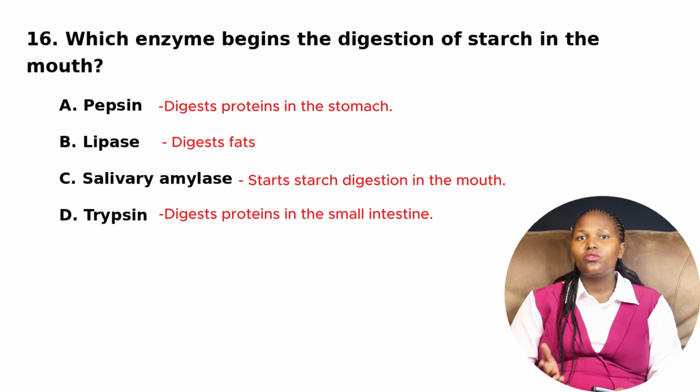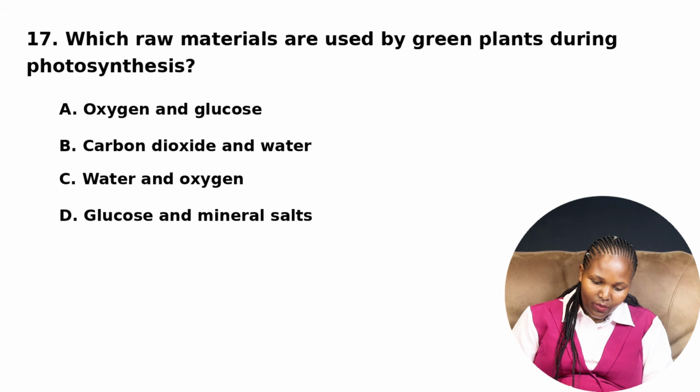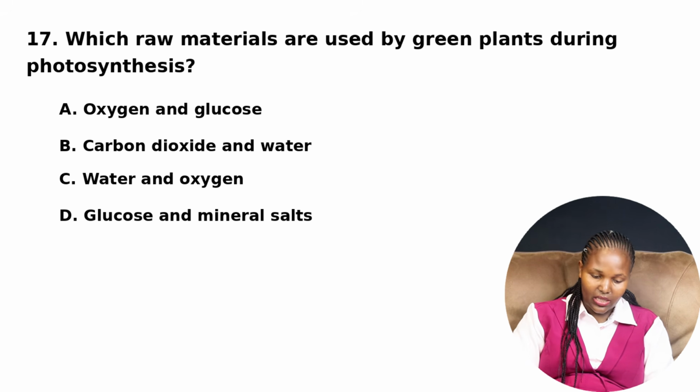Always remember that. So for nutrition in animals, when we are talking about digestion, we are talking about breaking down large insoluble food molecules. It is these enzymes that help a lot. Pepsin, proteins; lipase, fats; trypsin, proteins in the small intestines, you see. And the salivary amylase helps to digest starch, and it starts in the mouth. Okay, now we go to the next question, question number 17. Which raw materials are used by green plants during photosynthesis? Interesting.